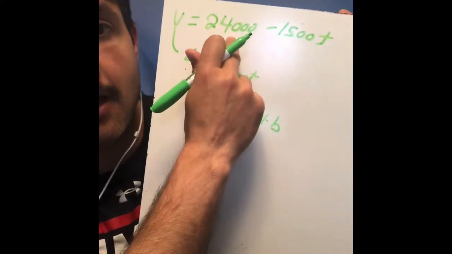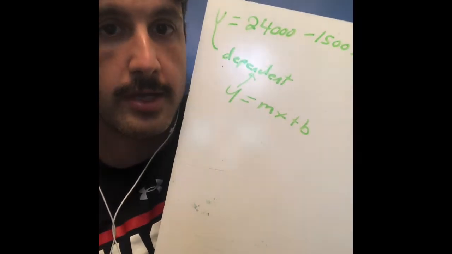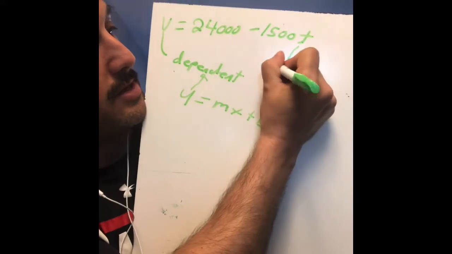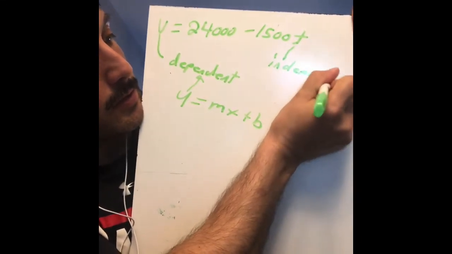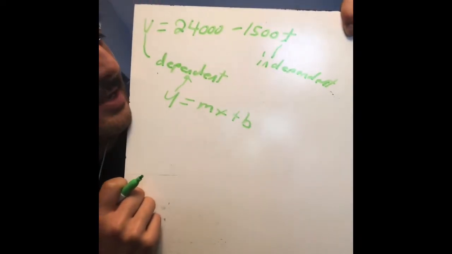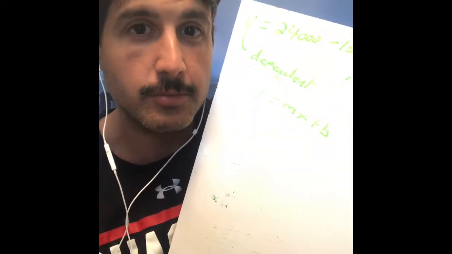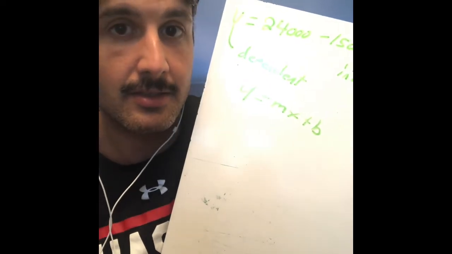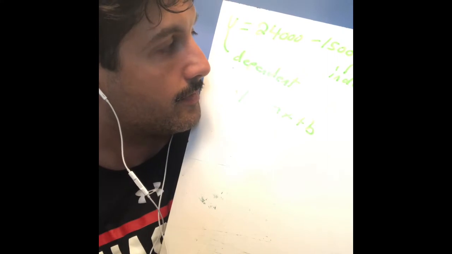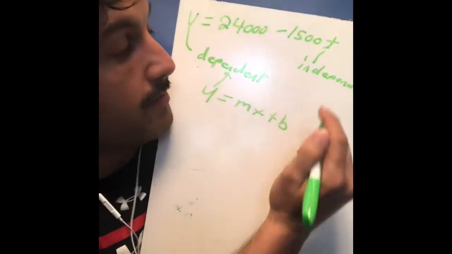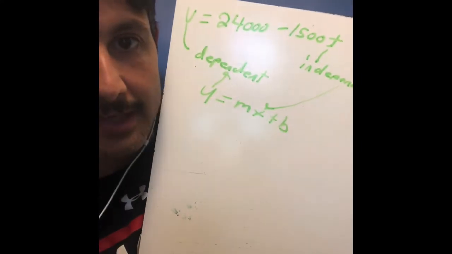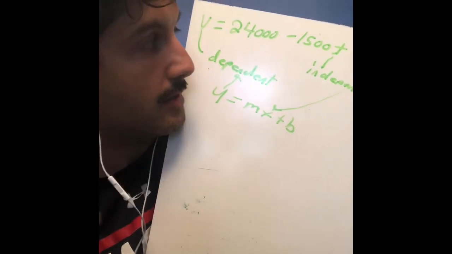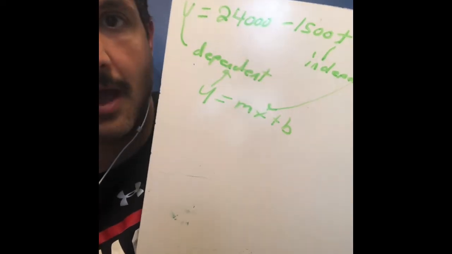We have a constant of 24,000. That's how much the car is actually worth when it's brand new. And then minus 1,500t. And the t represents the independent variable. It's the one that's changing. So the independent variable is the t. That is changing predictably, and it's going to change the value of the car. So the value of the car is dependent on the time. And typically, we put our independent variable at x. So it's at the x-axis. Dependent is y, independent is x. That is the situation. Now, we've labeled it.